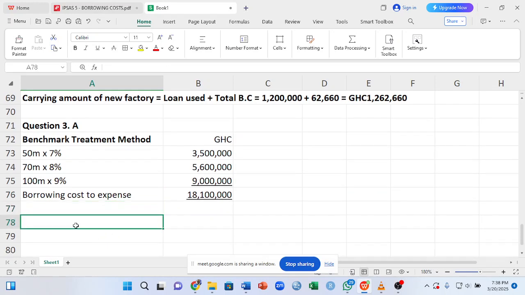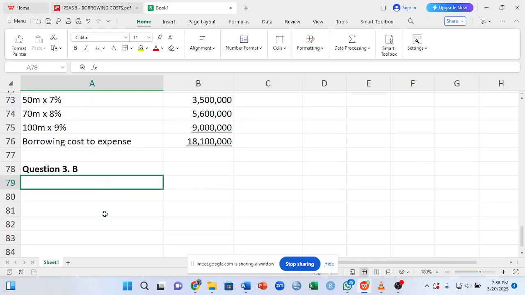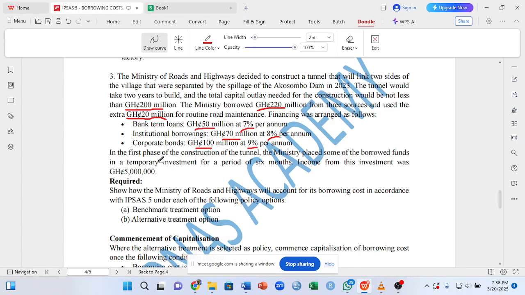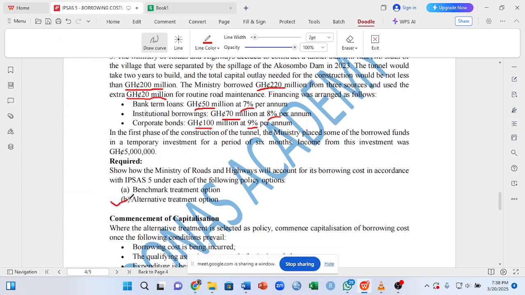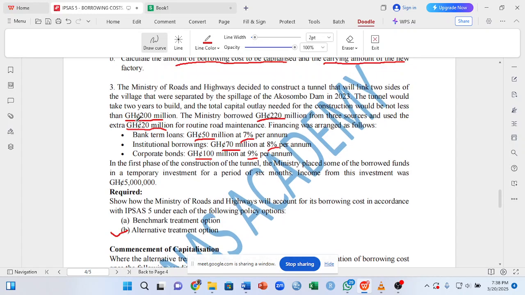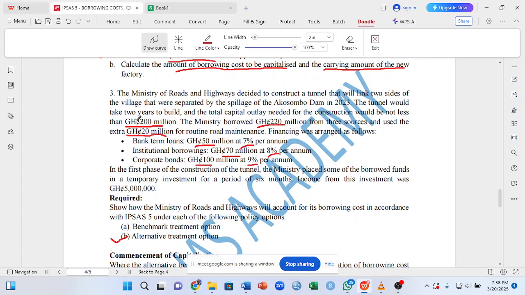Okay, then we come to question 3B. Now we are using the alternative treatment approach. With the alternative treatment option, remember that is where we have specific borrowing and general borrowing. So my question to the class: the loan facilities we have, are they specific or general, and why?